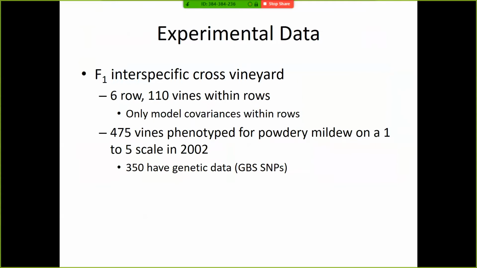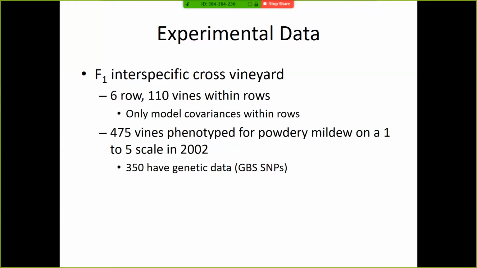So to evaluate how well these models perform, I have a data set which is again an F1 interspecific cross similar to the previous crosses that I've explained. There's 6 rows here and 110 vines within a row. I'm only going to model the covariances within a row because of the small number of rows that we have. There's 475 vines that have been phenotyped for powdery mildew on a 1 to 5 scale in 2002, and 350 of them have genetic data.